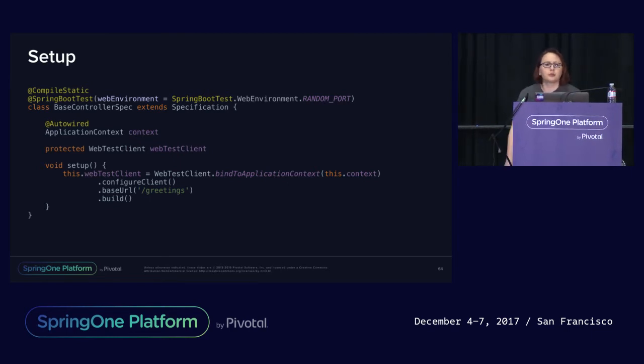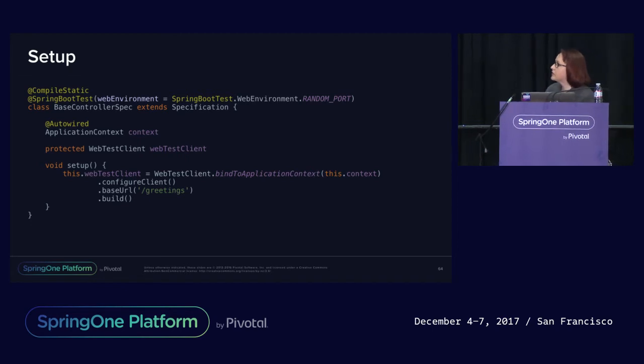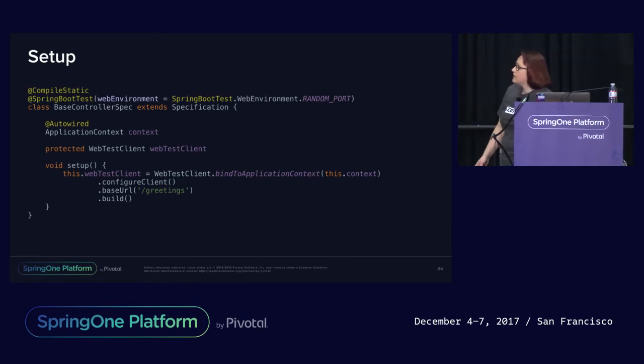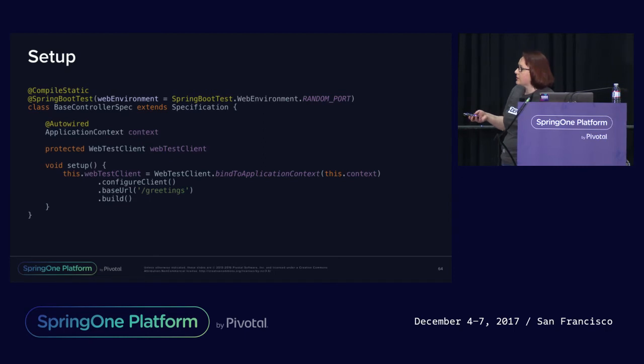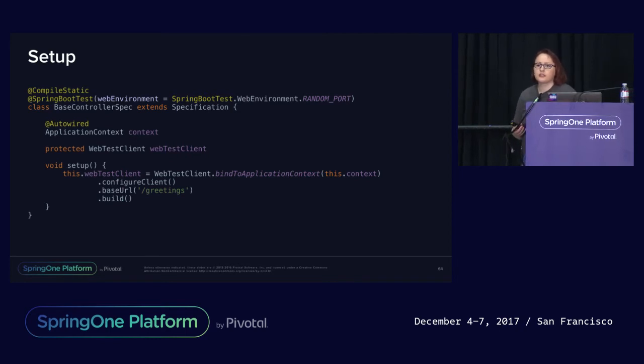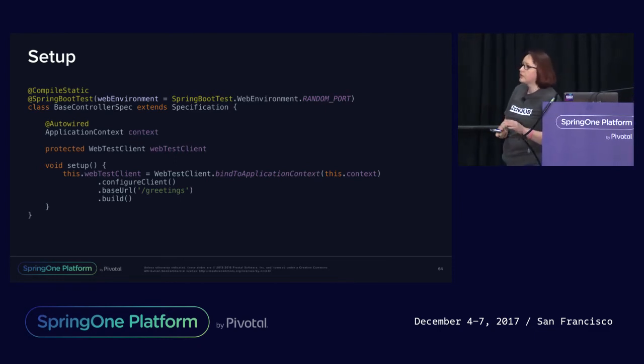So actually, I should probably back up. Who's familiar with Groovy and Spock? A handful, OK. So this is a basic Spock test. It's very similar to JUnit, just different syntax. And you can set up everything to run on every test. So we bind it to the application context in this case. But if you haven't seen the WebTestClient stuff, you can also set this up to go to individual controllers. You can set this to go to remote URLs and lots of other things as well.